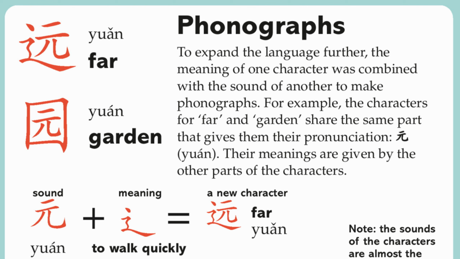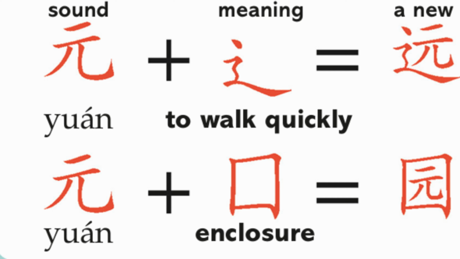Phonographs. The characters for far and garden share the same part that gives them pronunciation, yuan. Their meanings are given by the other parts of the character.